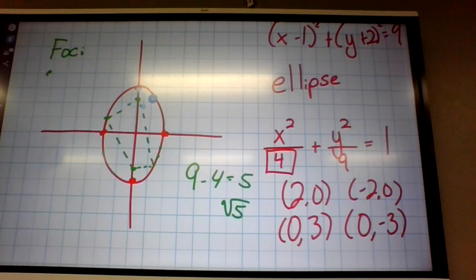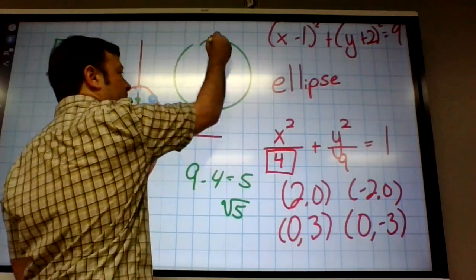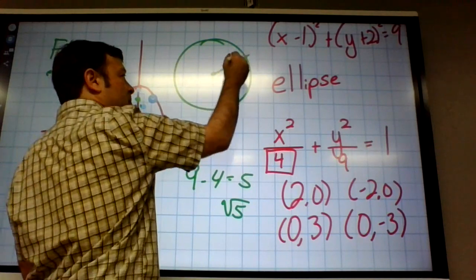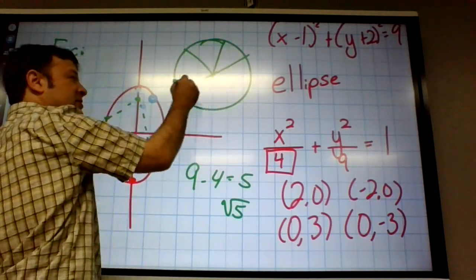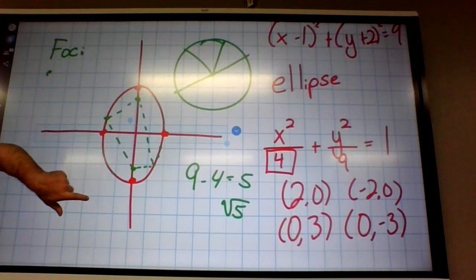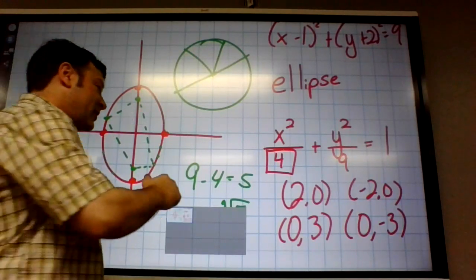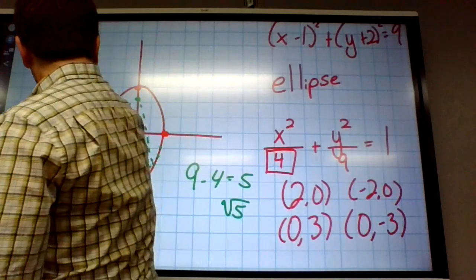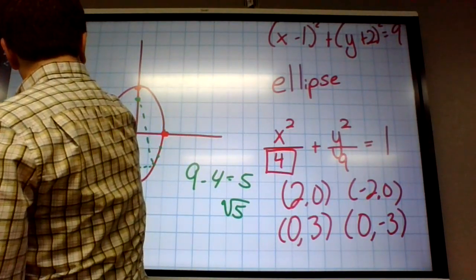That's on a circle. There's only one point, right? The center, and every point on the circle is equidistant from the center. On an ellipse, it's the sum of the distances from the 2 points together, called foci, that stays the same. Okay, how do you find the foci? Let me back up, clean that up a little bit.